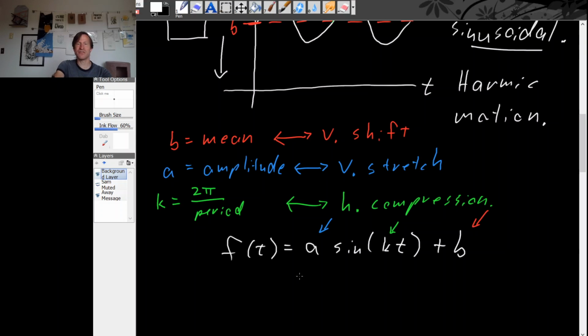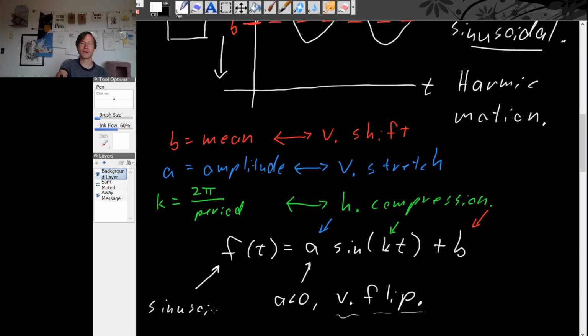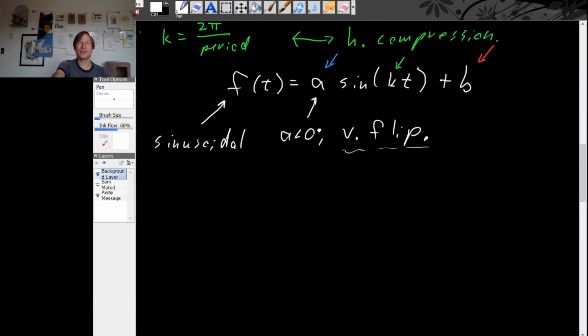Notice that if A is negative, then we also have a vertical flip that happens. This graph of sine initially goes up. If your harmonic motion is initially going down, then you would need to do a vertical flip. Okay, so this is our general formula for a sinusoidal function. Well, almost general, as we'll see a little later. So this is a sinusoidal function. And there are a couple of notes I want to make about this formula. So first was, A could be negative.